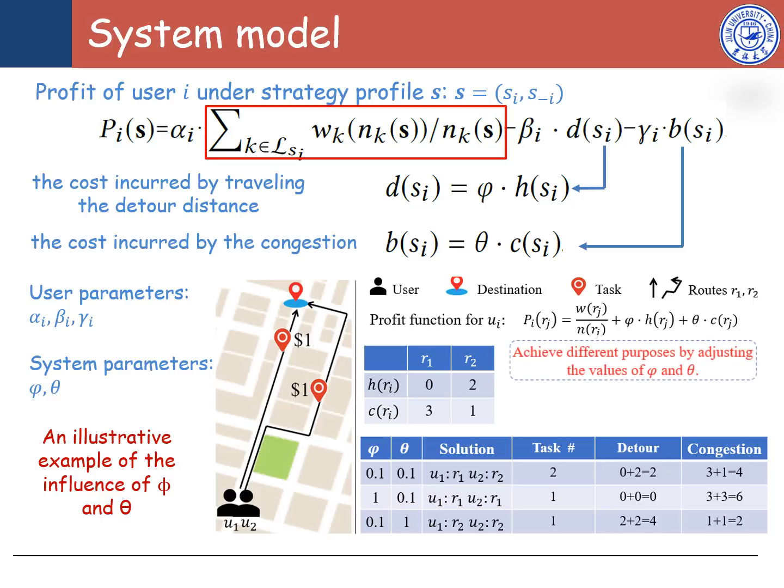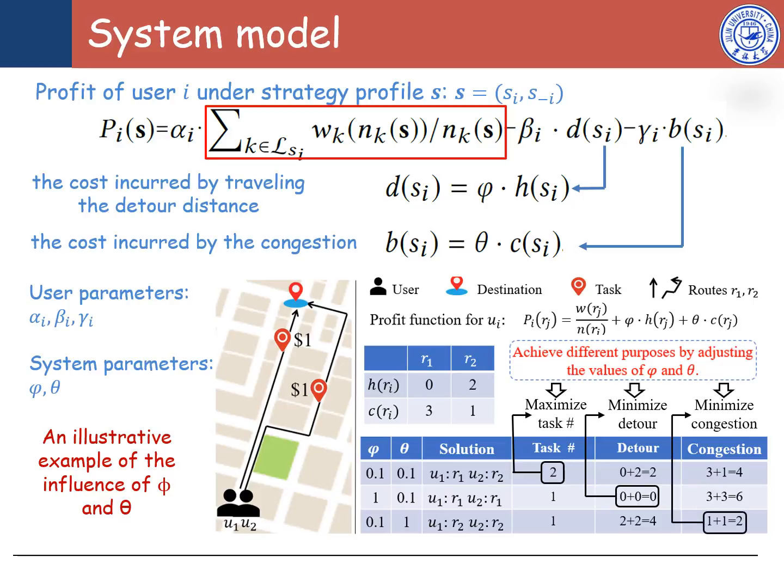Here is a simple example of the influence of phi and theta. The platform can decrease the values of both phi and theta to maximize the number of tasks covered by users. And by increasing the value of phi, the platform can guide users to select the routes with short detour distance. And the platform can guide users to select the routes with low congestion level by increasing the value of theta.